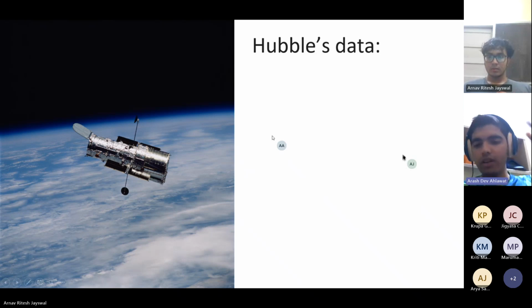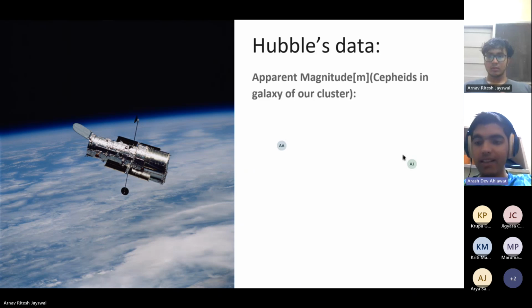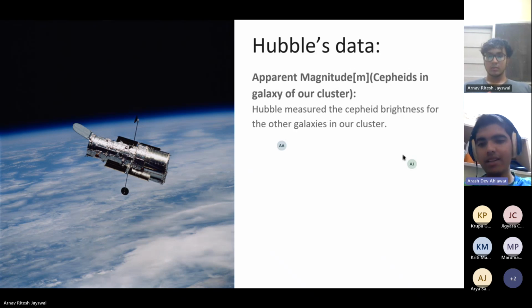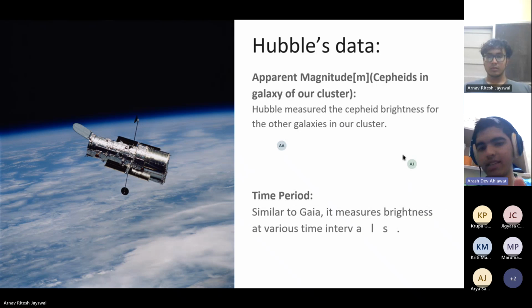So we can go and figure out distances of galaxies much further than our galaxy, because now we have a model which we can use to find the absolute magnitude of Cepheids outside our galaxy. Arnav will tell you in more detail about this in just a minute. I'll just discuss what Hubble provides us, because it provides us with Cepheid data, the apparent magnitude of Cepheids in galaxies in our cluster. The Cepheid method, as you will study in the module, also has a limit. As you see, we have created a rough model, and you can't use this for distances farther than our cluster system, because the data becomes more and more vague.